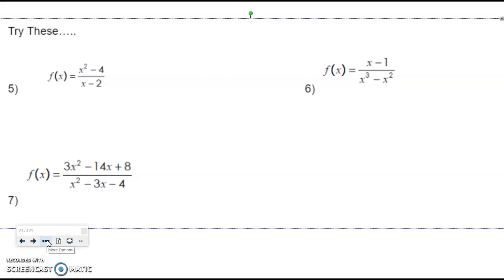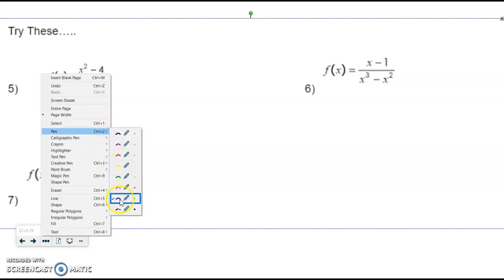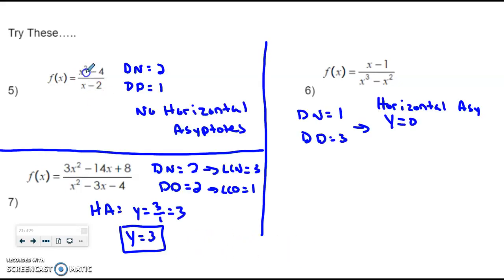Okay, so you guys were asked to look at these examples, and my hope is that in each of these examples, in number 5, you got the degree of the numerator to be 2, the degree of the denominator to be 1. Because the degree of the numerator is bigger than the denominator, this has no horizontal asymptote.